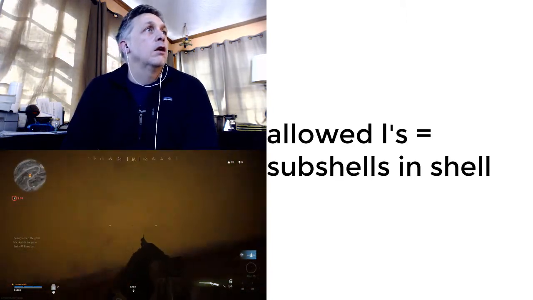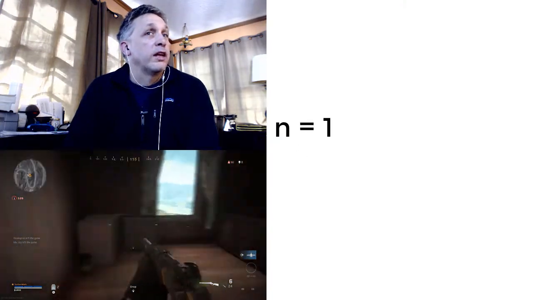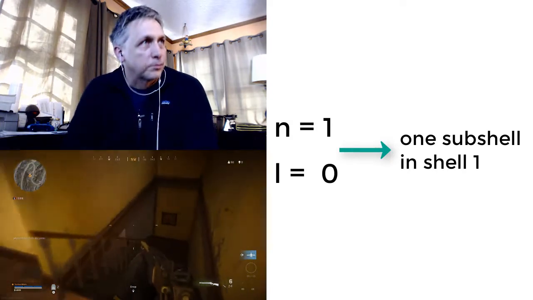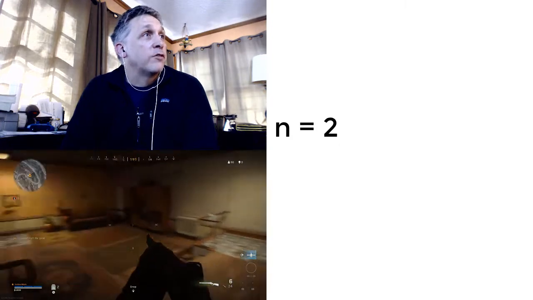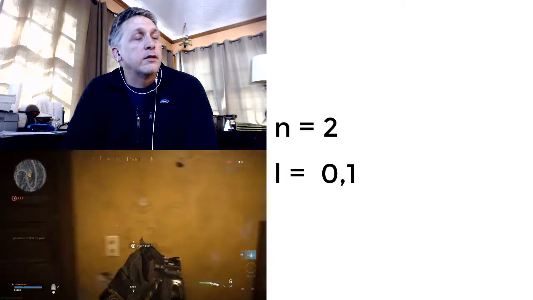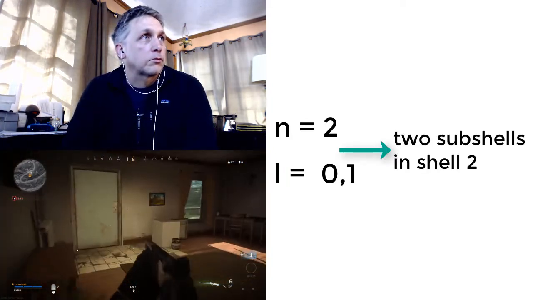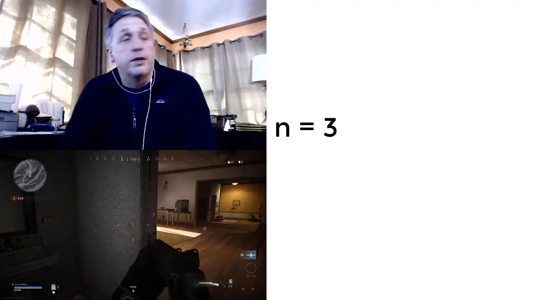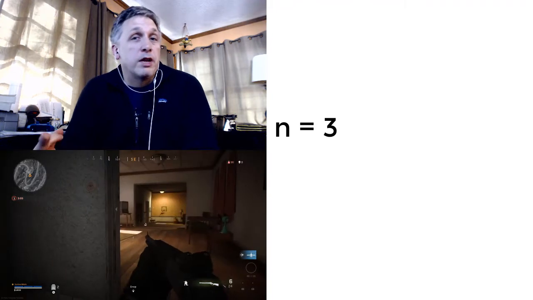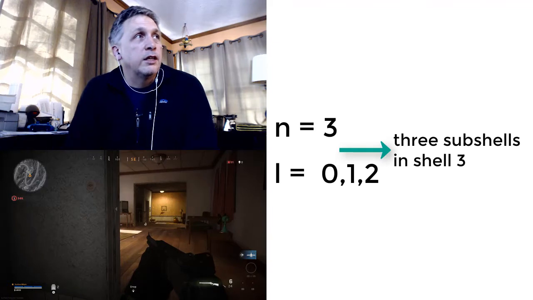So when n equals 1, you only have one allowed value of L. That means there's only one subshell in that shell. When n equals 2, you have two allowed values of L, and that tells us that there are two subshells in shell 2. And so on. If you look at 3, just to do one more example, when you're in the third shell, n equals 3, there are 3 allowed values of L: 0, 1, and 2, and that tells us there are 3 subshells in the third shell.